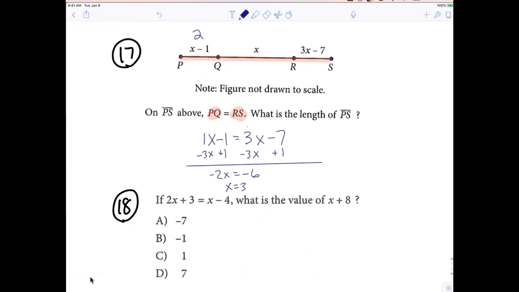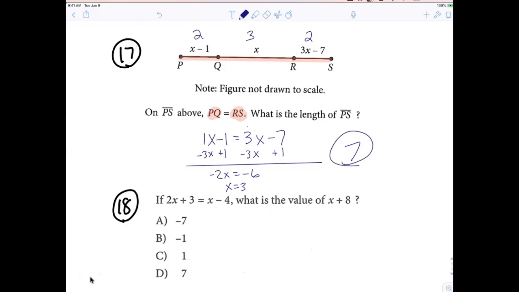Look up the figure. What's QR? Yes, and what's X? That means that length is 3. Just a minute. And then what's RS? That's right. What's 3 times 3? Minus 7. There you go, kiddo. So now, what is the length of PS? Very good. 7. That's a very hard problem, by the way.